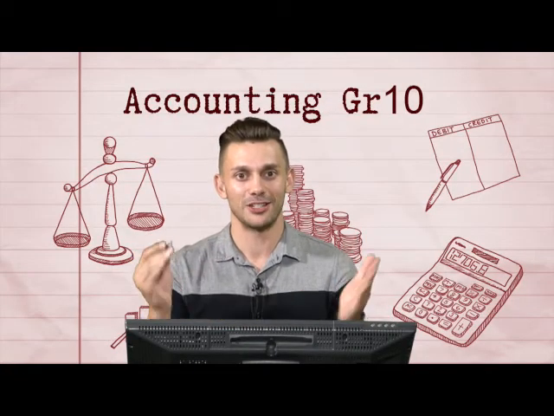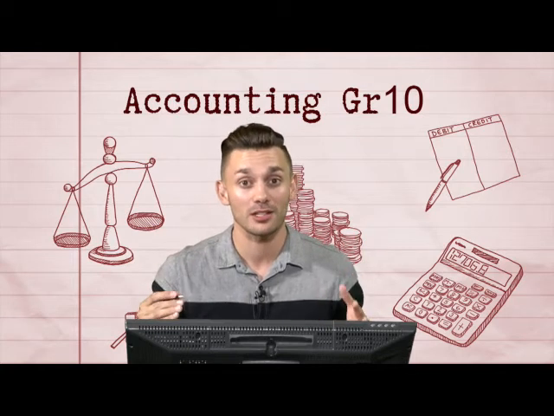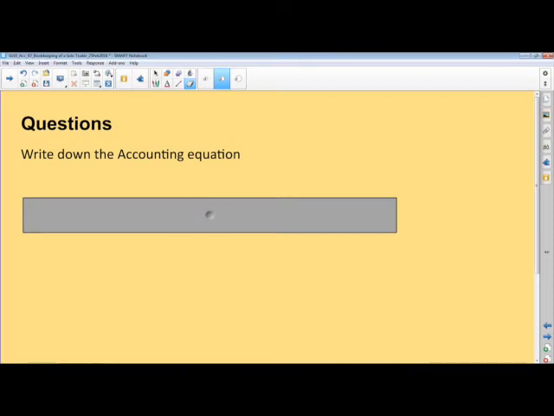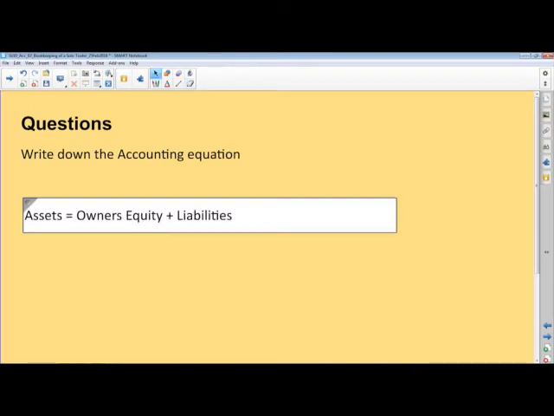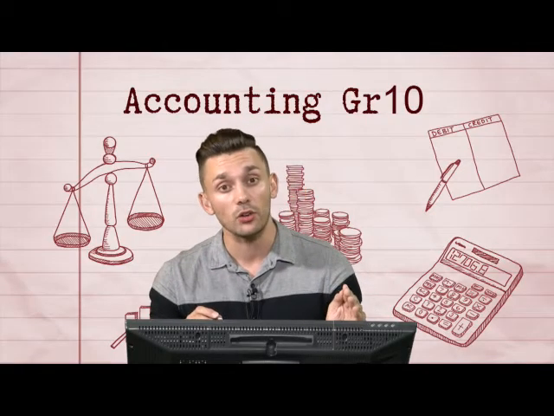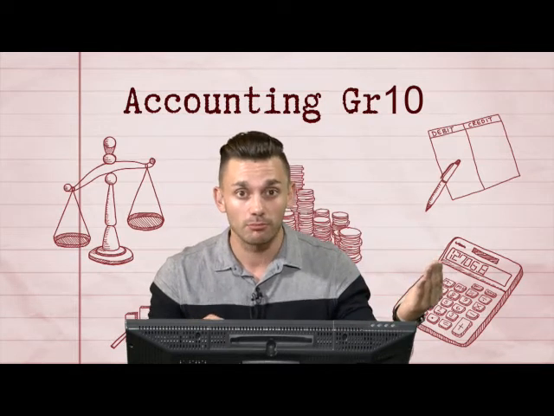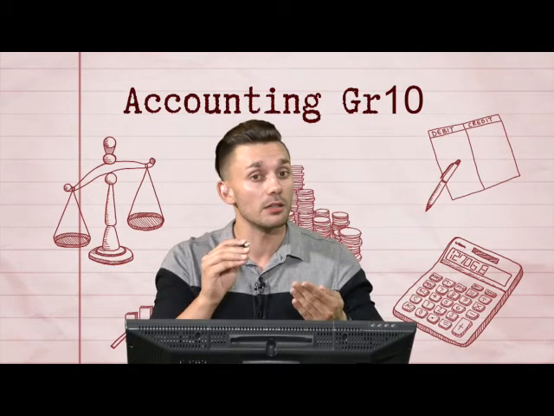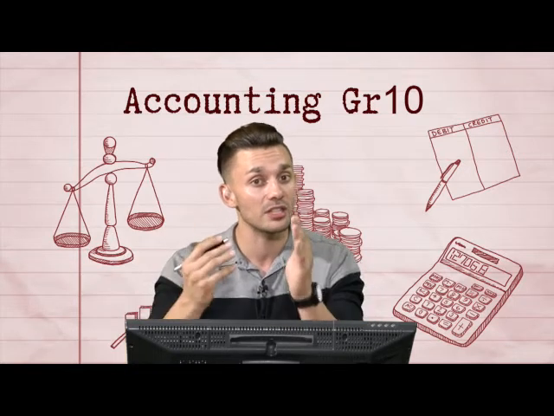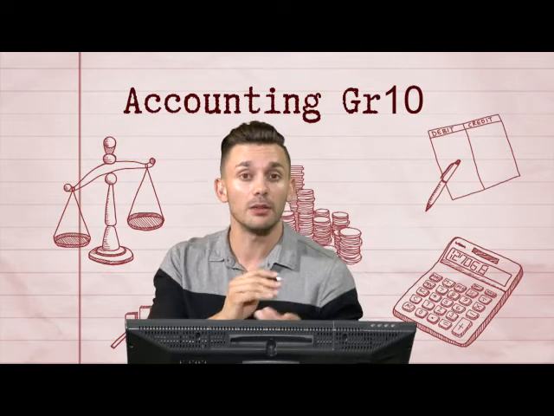Okay, guys, let's look at the answer. Remember, your assets will always equal owner's equity plus liabilities. Now, know this and keep it in mind. You have assets. Assets increase on the debit side. You have your liabilities, that is items that I owe, which will increase on the credit side. But now we have this thing called owner's equity in the middle of all things.